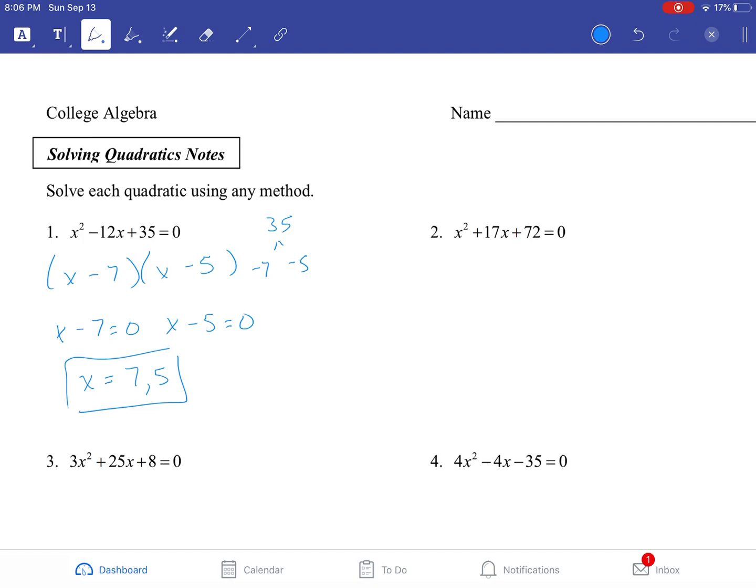For number 2, same idea. We have x and x. The two numbers that multiply to give you 72, but add up to give you 17. So you could do 8 and 9. So 8 times 9 is 72, and 8 plus 9 is 17. So we're going to do plus 9 and plus 8. So then we take each of these factors, set them equal to 0, and solve for x.